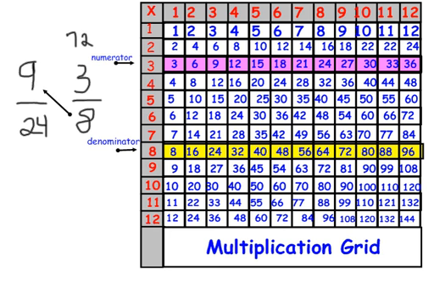Now we're going to multiply 8 times 9. Well, 8 times 9 is 72. Again, if you don't know that, here's your multiplication chart. It shows you 72. So 9/24 is equivalent to, has the same value as 3/8.